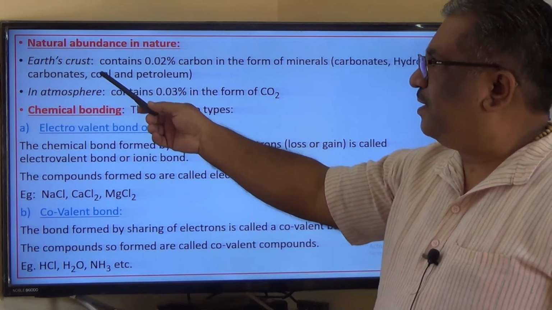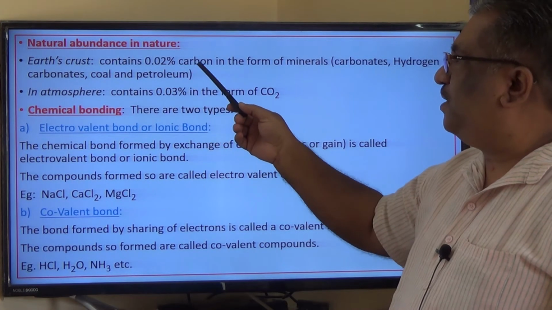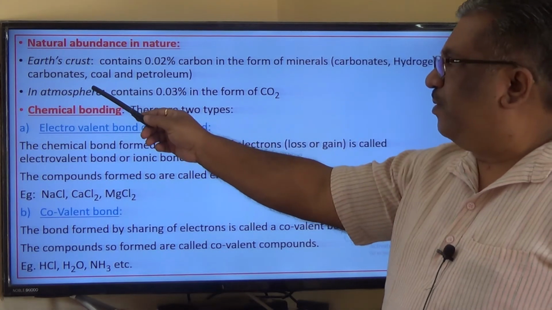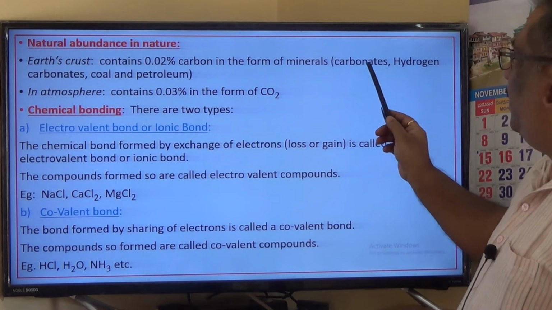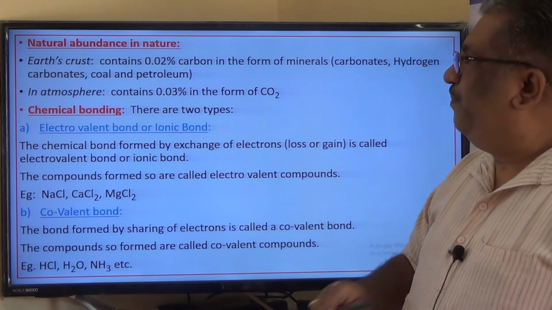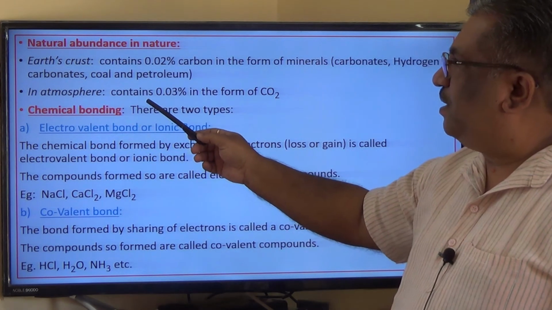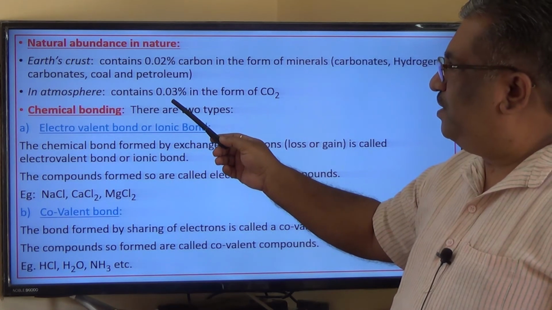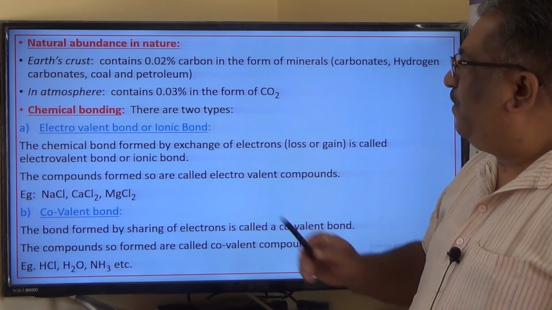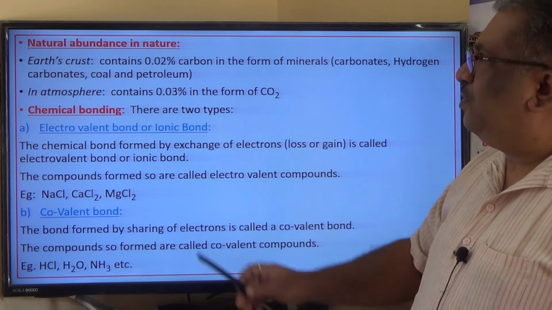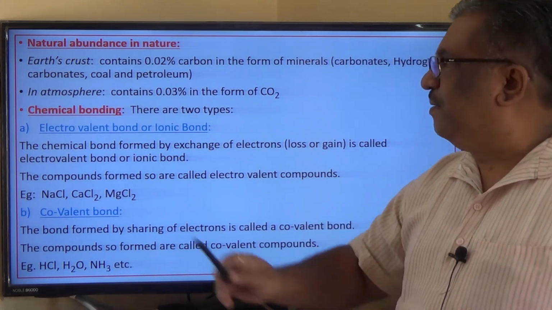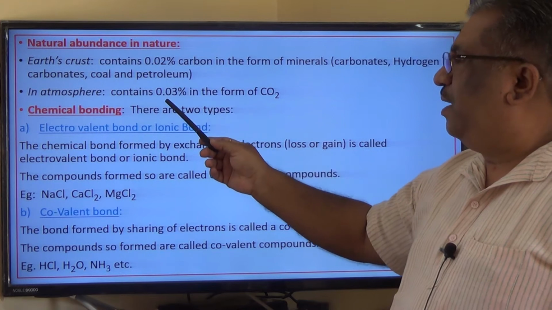Now, if you look at the Earth's crust, it contains only 0.02% carbon. That is also in the form of carbonates, hydrogen carbonates, coal and petroleum. Carbonates, hydrogen carbonates, coal and petroleum, all these are in the combined forms basically. And also in the atmosphere, it is available in the combined form, and the percentage is very less, almost equal to 0.03%, and that is also in the combined form CO2. So the natural abundance of carbon in nature is very, very less, 0.02% in the Earth's crust and 0.03% in the atmosphere.